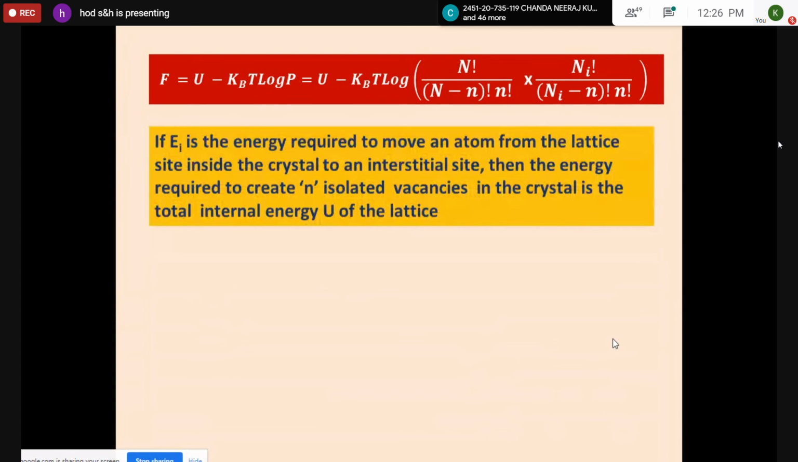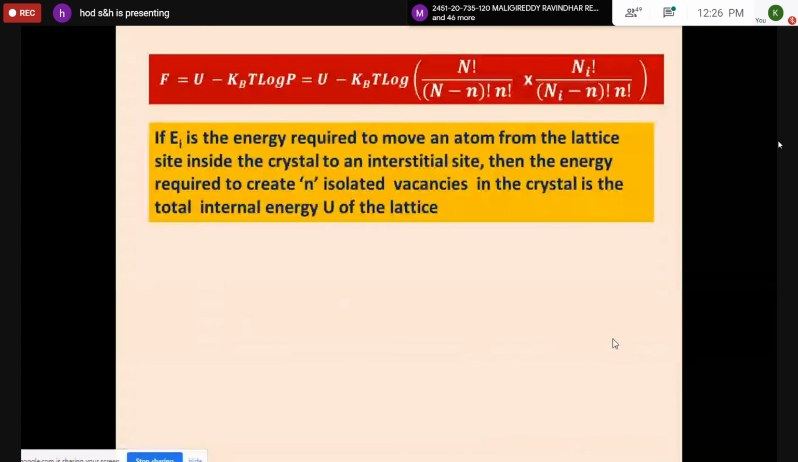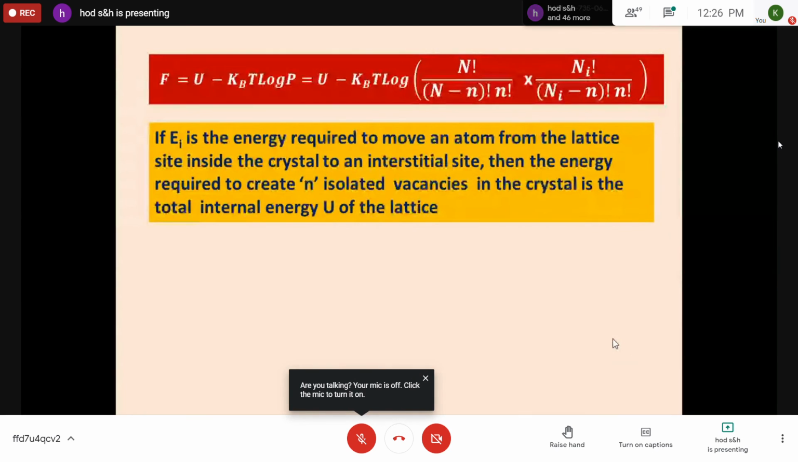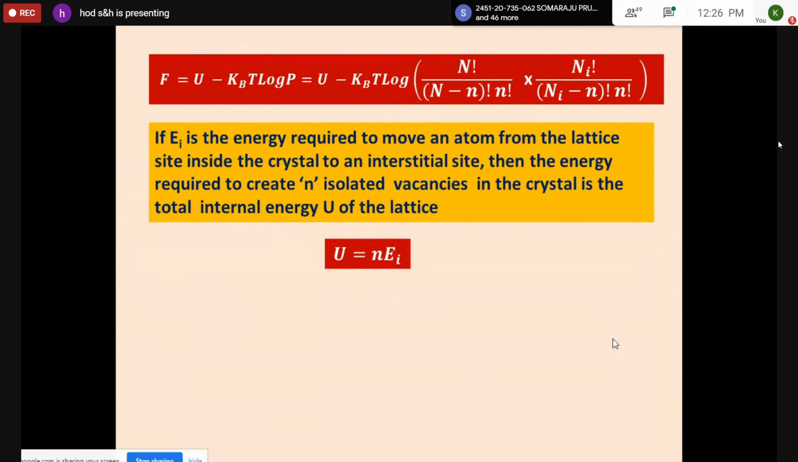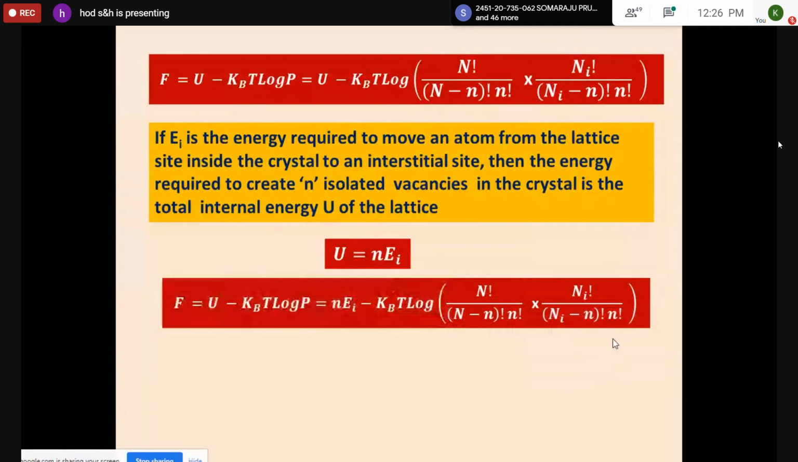Now, Ei is the energy required to move an ion from the lattice inside to the interstitial site. So the total energy associated with creating n Frenkel defects is n into Ei, which is nothing but the internal energy. U is equal to n Ei, which we substitute in the above expression. Instead of U, you substitute n Ei. So F is n Ei minus Kb T log of this factorial expression. Finally, you obtain the Gibbs free energy.